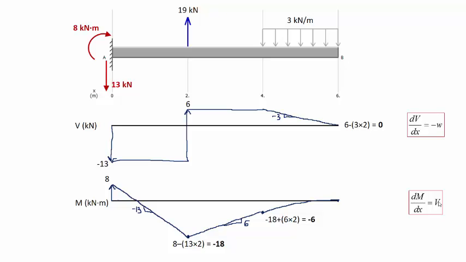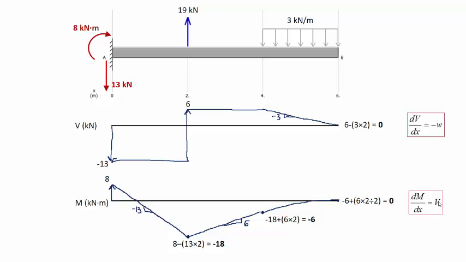Now, how do we know that it ends up in 0? Well, what we can do is, again, calculate the moment at 6 meters. So that would be the minus 6 that we start at 4, and then plus the area under the shear force diagram, which in this case is a triangle. So we end up with minus 6 plus 6, the height of the triangle, times 2, the width, divided by 2. We end up with a value of 0.